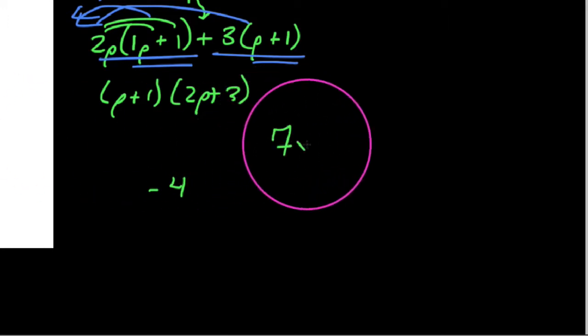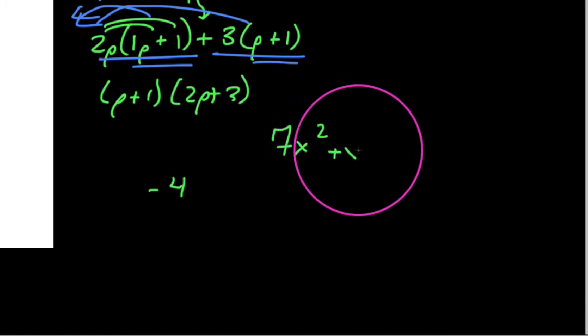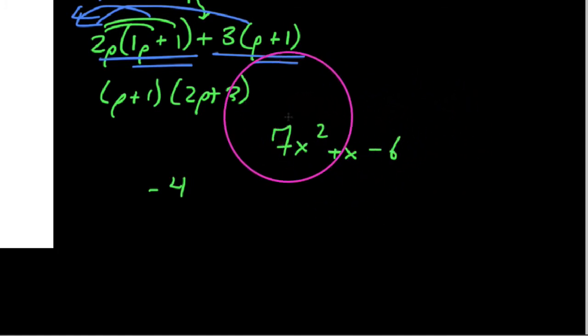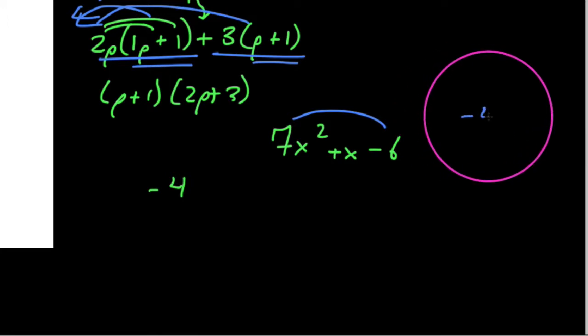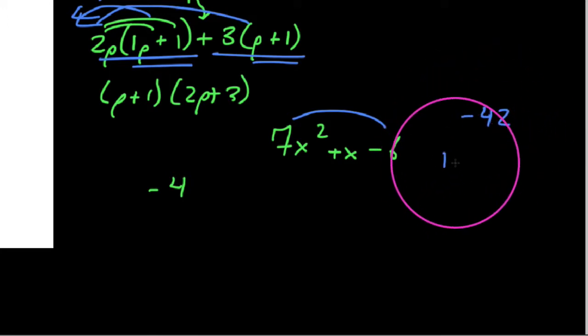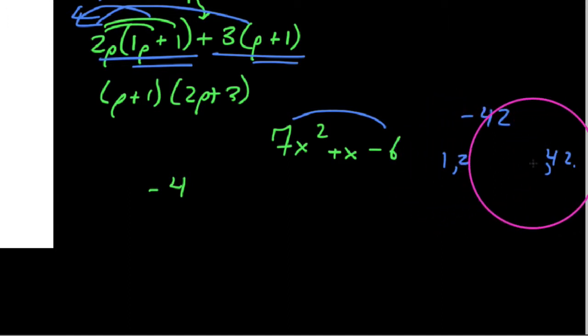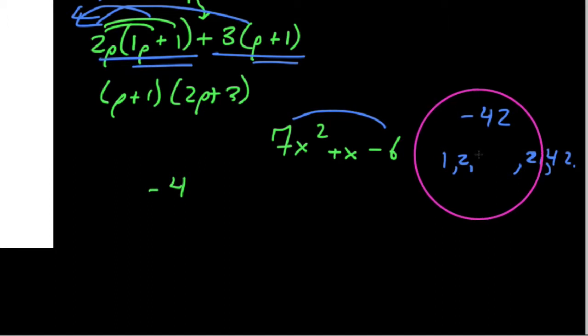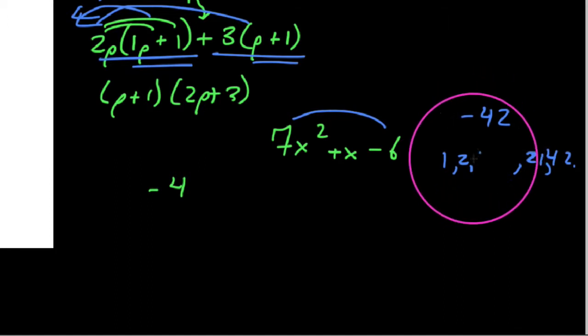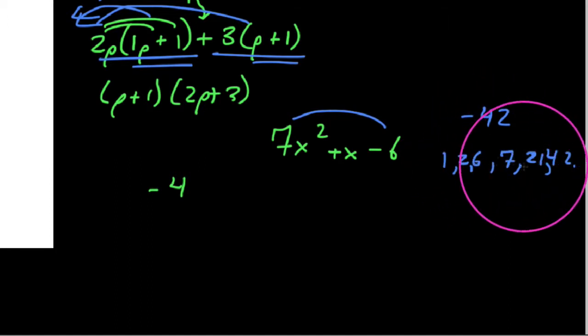So we'd say over here on scratch paper, 7x squared plus x minus 6. Let's take our 7 times negative 6, get negative 42. We say, what are the factors of 42? We say 1 and 42, we've got those there, and 2 and 21. Okay, how about 6 and 7? These are the ones that I can think of here.